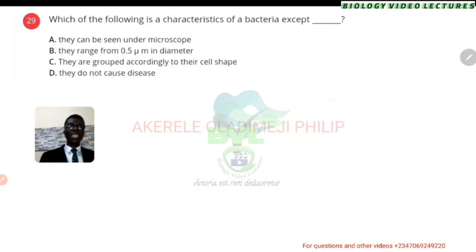Which of the following is the characteristic of a bacteria except they can be seen under microscope? That's correct. They range from 0.5 micrometer in diameter. That's correct. They are grouped according to their cell shape. That's also correct. They do not cause disease. Not all of them anyways, but to say they don't cause disease, that's not correct. Some do cause disease, some are beneficial. This statement didn't say some, just said they do not cause disease, so that is wrong.